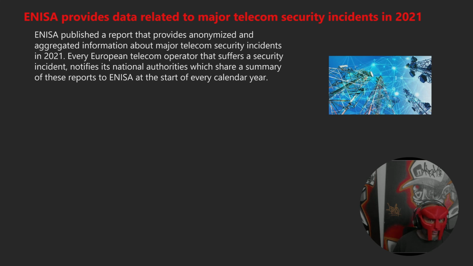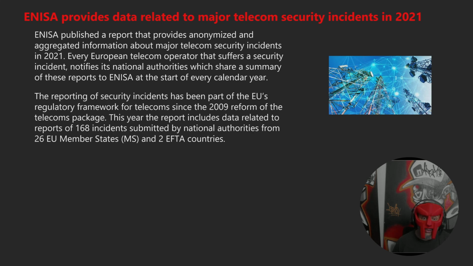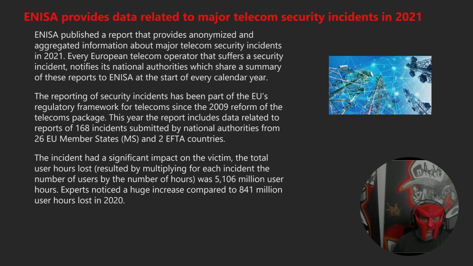ENISA published a report that provides anonymized and aggregated information about major telecom security incidents in 2021. Every European telecom operator that suffers a security incident notifies its national authorities, which share a summary of these reports with ENISA at the start of every calendar year. The reporting of security incidents has been part of the EU's regulatory framework for telecoms since the 2009 reform of the telecoms package. This year, the report includes data related to 168 incidents submitted by national authorities from 26 EU member states and 2 EFTA countries. The incident had a significant impact on the victim.